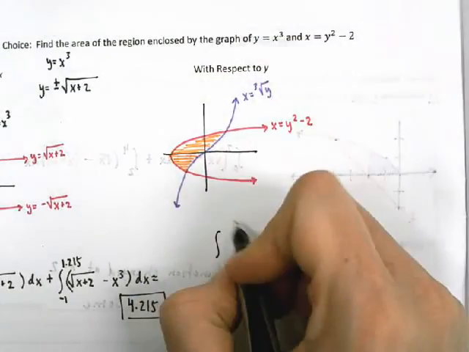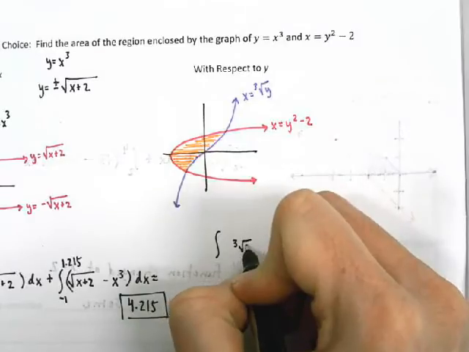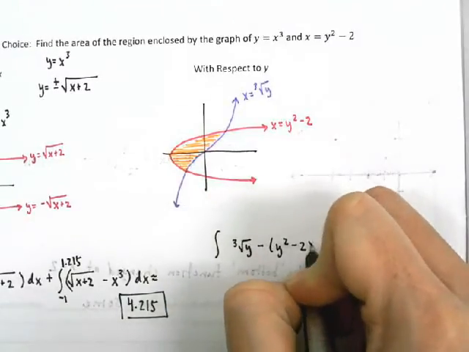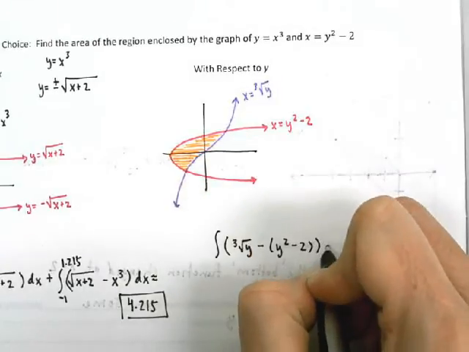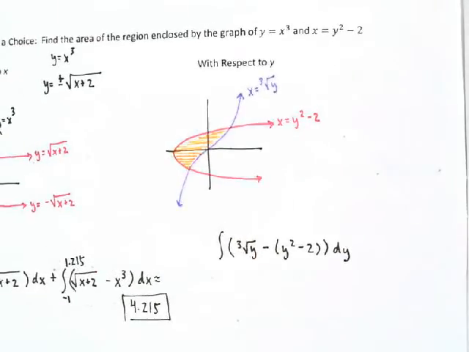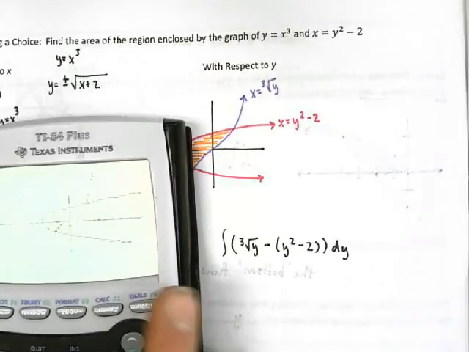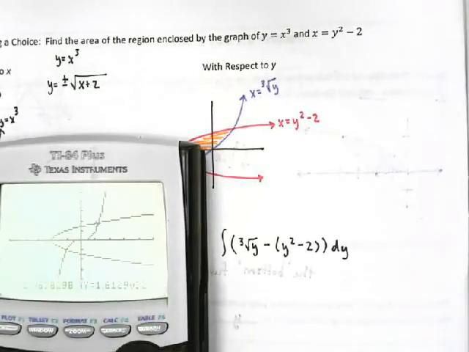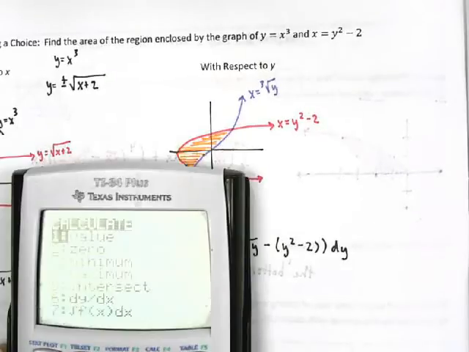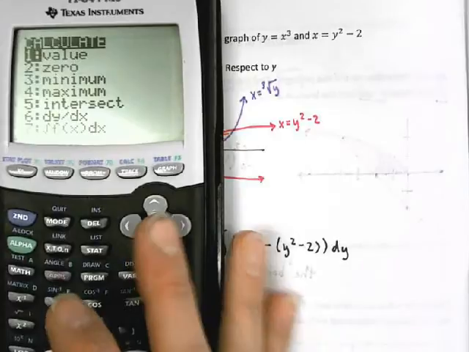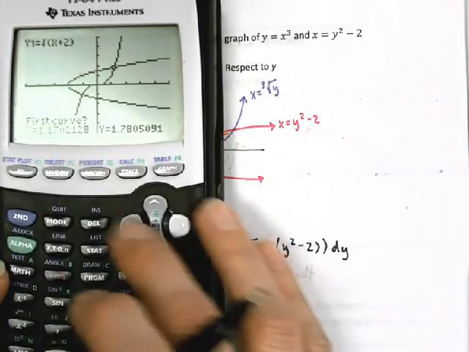So now I need to go back if I'm going to integrate this. I know my right function is cube root of y minus y squared minus 2, and that's with respect to y. I need to go back and get the y values of those intersection points. So I'm going to go back to my graph. I'm going to do calc. There's such a glare on this. There we go. Calc, intersect.